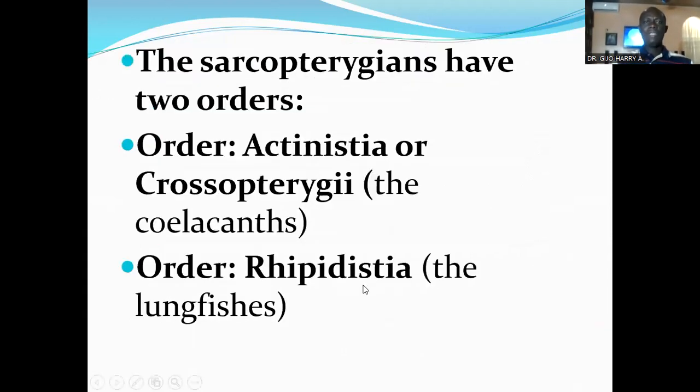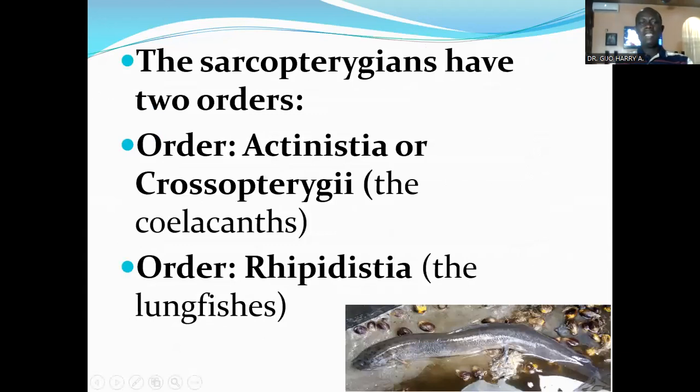The Sarcopterygians have two orders: the Actinistia, or Crossopterygii, which has the coelacanths, and the Rhipidistia, which has the lungfishes. So the two orders are the Actinistia or Crossopterygii and the Rhipidistia, which belong to the class Sarcopterygii.